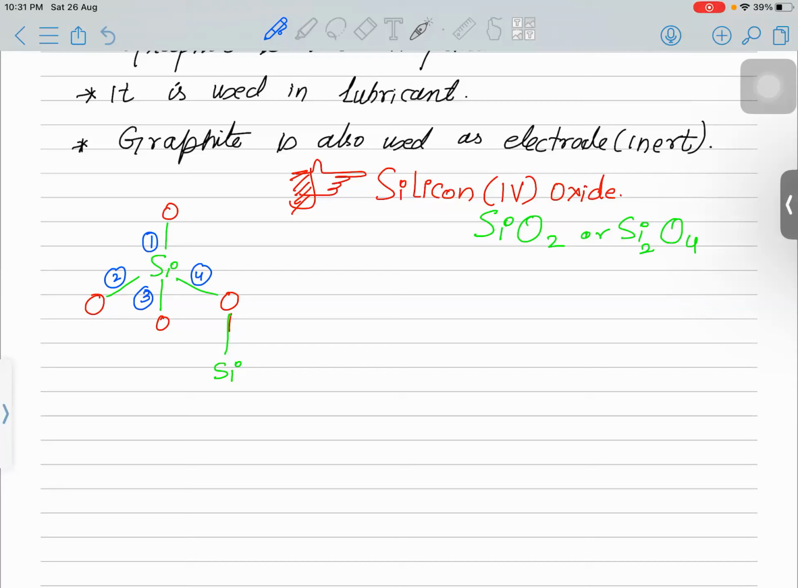In the next class, we will start silicon 4 oxide. Do you have any question? What do you mean by 1, 2, 3, 4? It has 4 bonds. It means silicon has that tetrahedral structure because it forms 4 bonds.